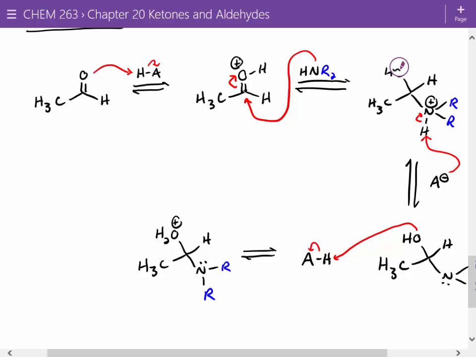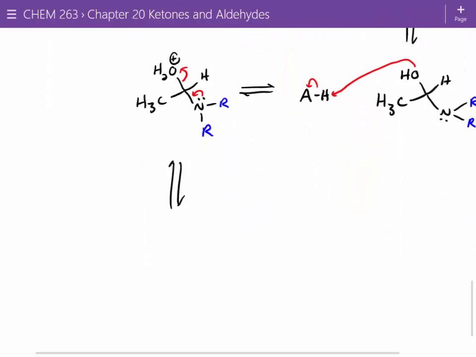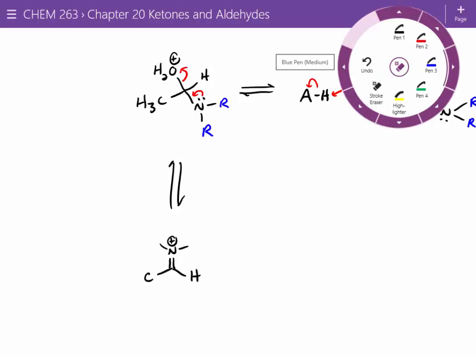Next step, the lone pair attacks and the water gets shoved off. So we end up with our new double bond to our nitrogen. Sorry, the R should be blue. I'll try to make it nice and consistent.